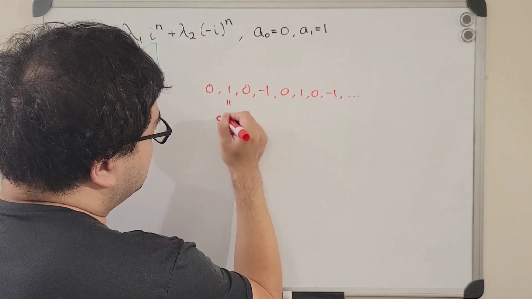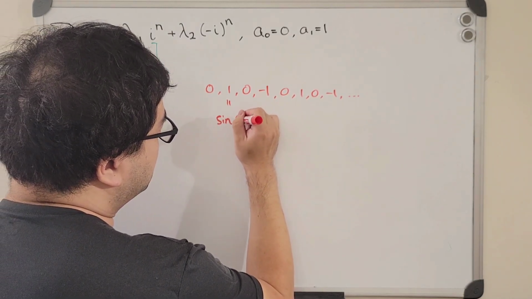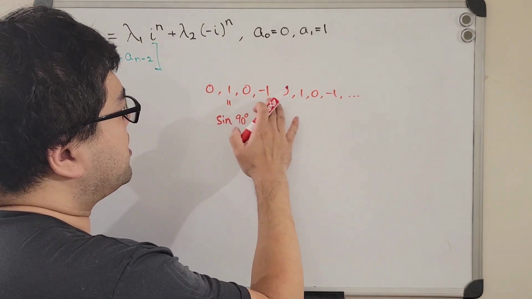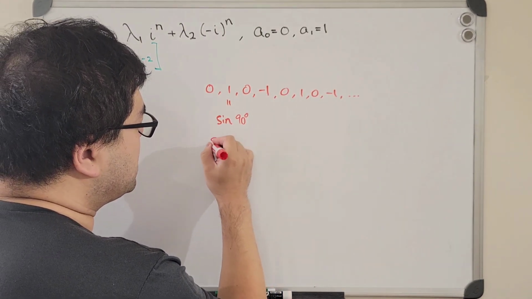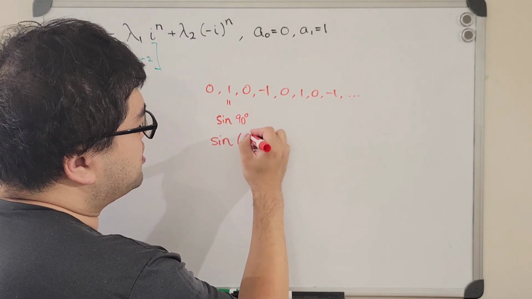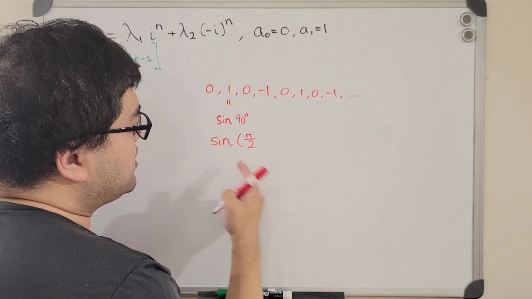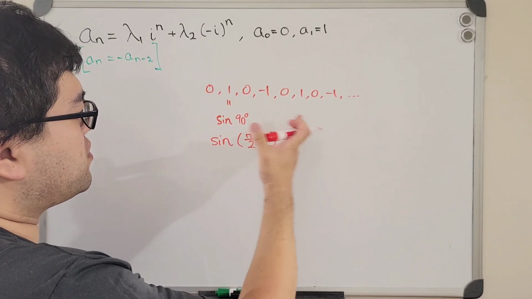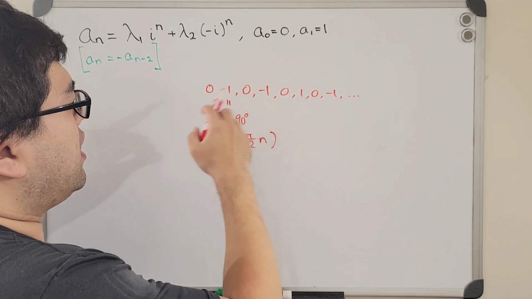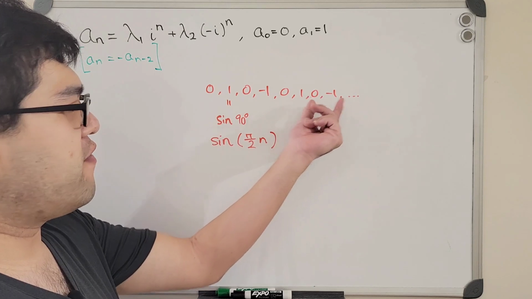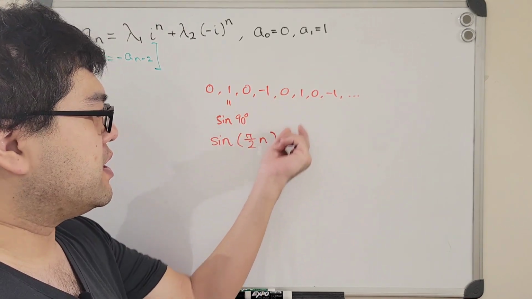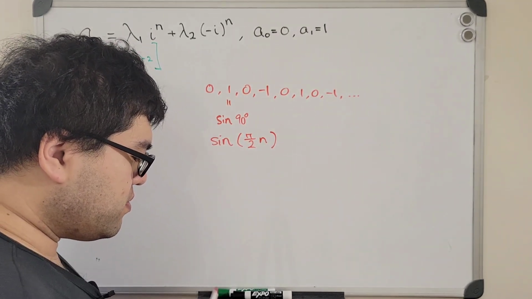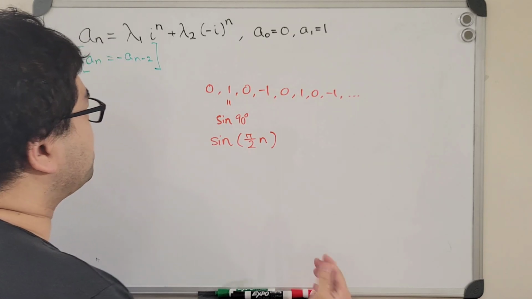Well, in fact, this is just the same as sine of 90 degrees, or pi over 2 if you're sticking with radians. And if you try to substitute in, you will see that it works in general, that the expression will come out as sine of pi over 2 times n. And of course, you can check it by replacing n with whatever value you like, and then check if it matches the number in the sequence. So that's not very interesting if we're just doing it this way.